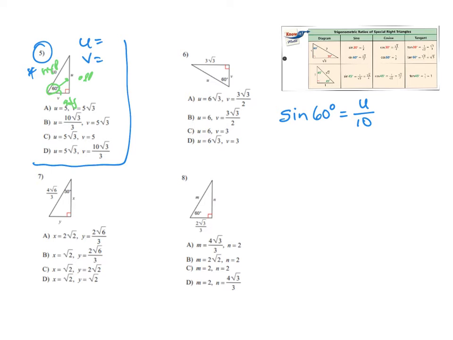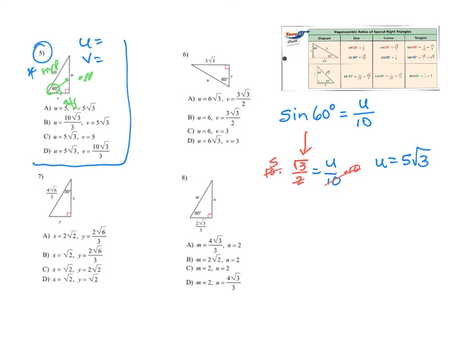Now, we're not going to use a calculator to get the sine of 60 degrees. We're just going to use the chart. And the chart says that the sine of 60 is square root of 3 over 2. So the square root of 3 over 2 goes in place of the sine of 60, and then we're just going to solve this equation. All right, now to solve this, you simply multiply both sides by 10. So these cancel, and then the 10 and the 2 cancel to a 5. So I find out that u is 5 square root of 3.